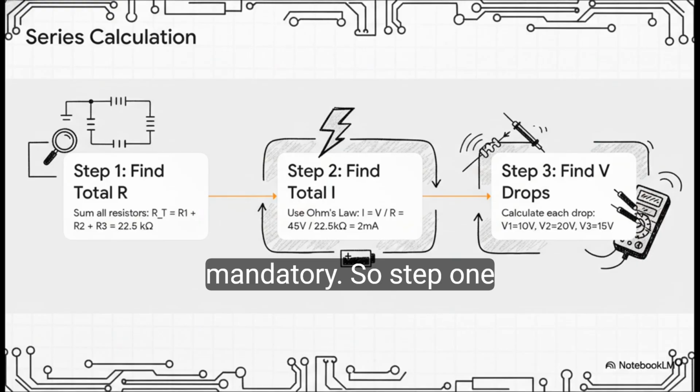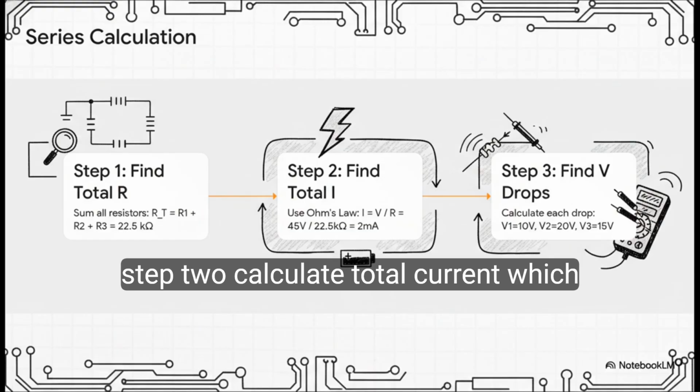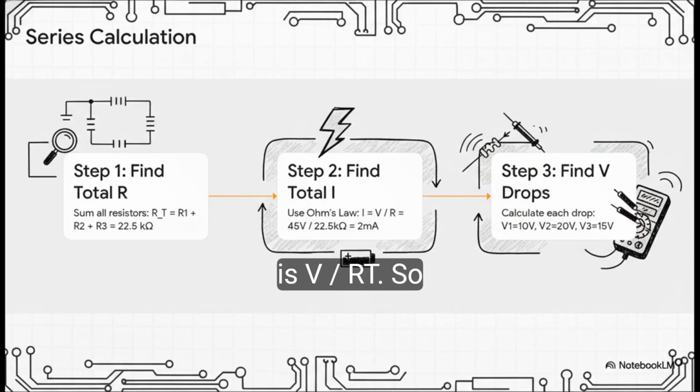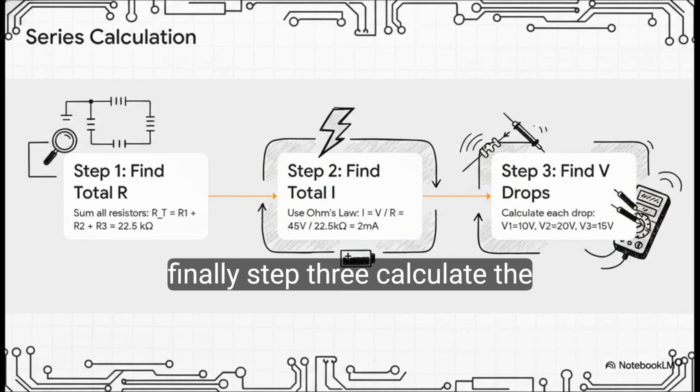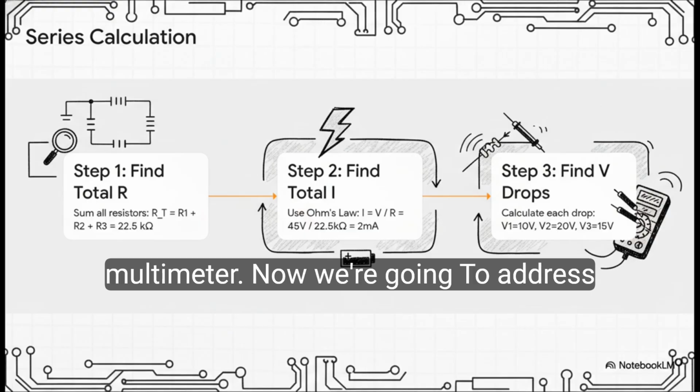So, step 1, calculate total resistance. That's 22.5 kiloohms. Step 2, calculate total current, which is V over RT. So 45 volts divided by 22.5 kiloohms gives us 2 milliamps. And finally, step 3, calculate the individual voltage drops. The calculated values here, 10, 20, and 15 volts, are precisely what a technician expects to verify with a multimeter.